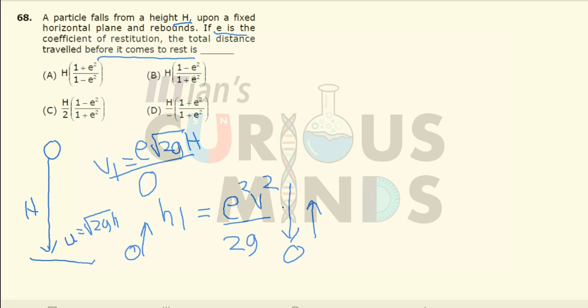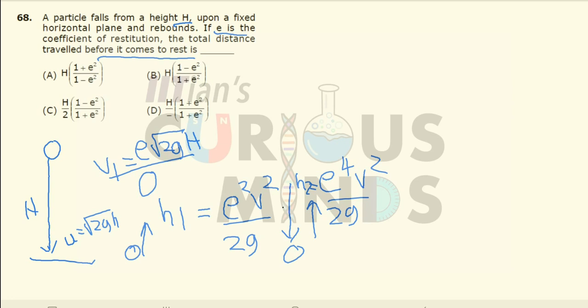When it again rebounds, the height will again be multiplied by a factor of e square. So when it goes up again, h2 will be equal to e raised to 4 v square divided by 2g. This will be the value of h2, h3 and so on.